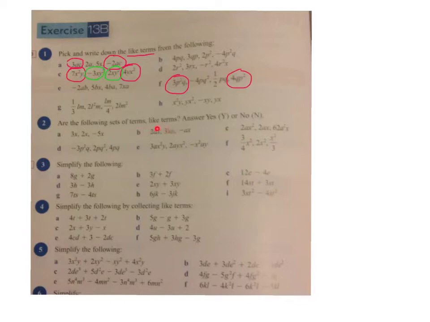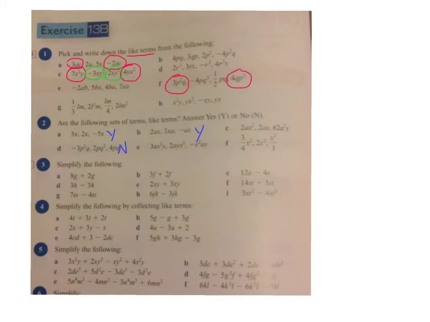Are the following sets of like terms? Answer yes or no. So we've got x, x and x. So that would be yes. Here we've got p squared q. That one's not. And that one's not. So there's no on that one. Let's have a look at the next one. We've got 2ax, xa, xa. All of those are the same. Even though this one's changed around, they're all ax. So that would be a yes. I'll let you figure out what the others are, but that's a pretty good start.